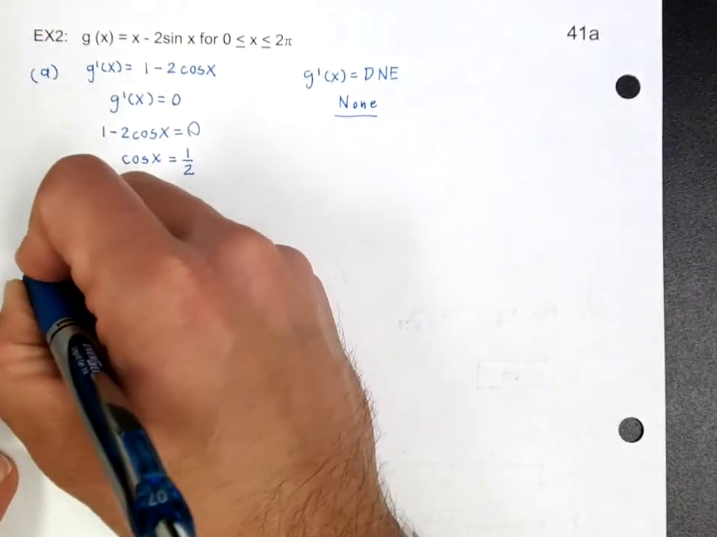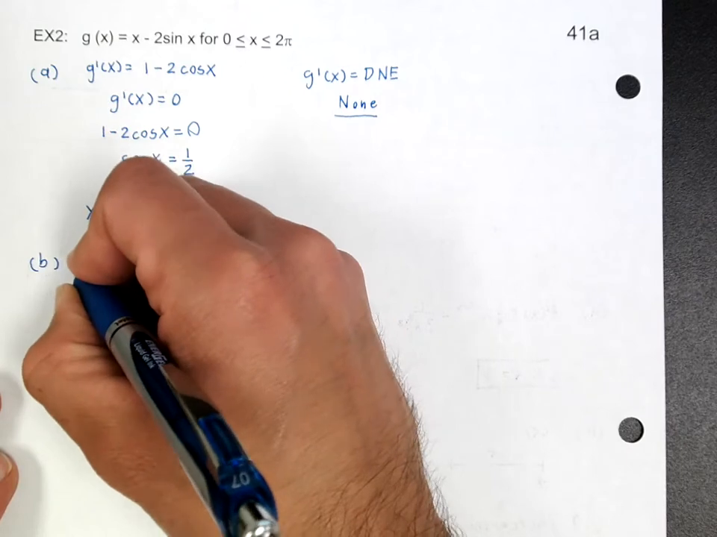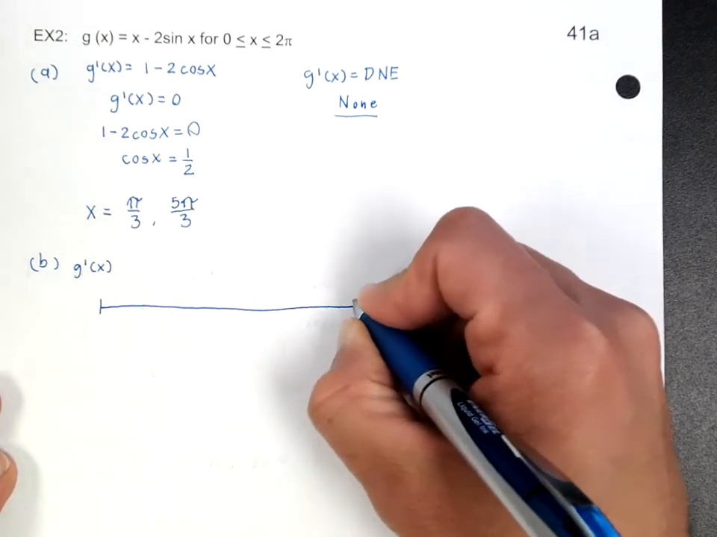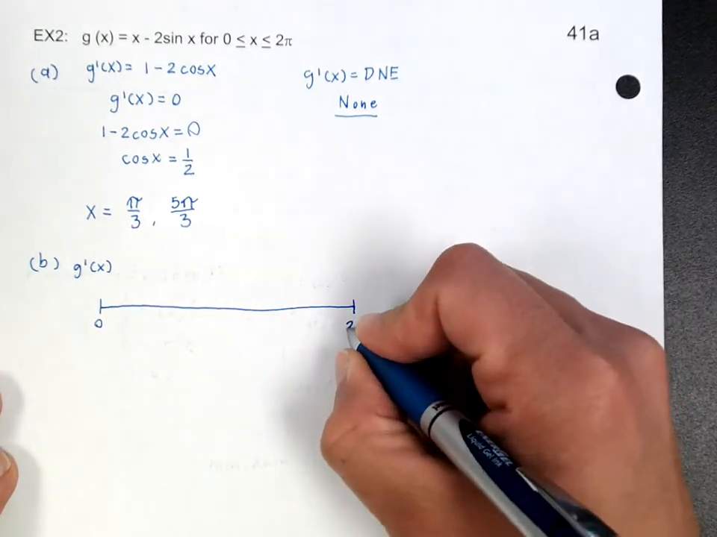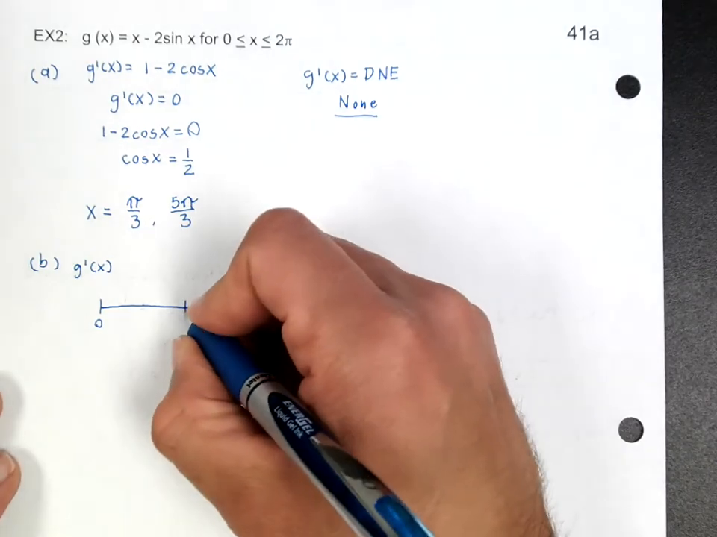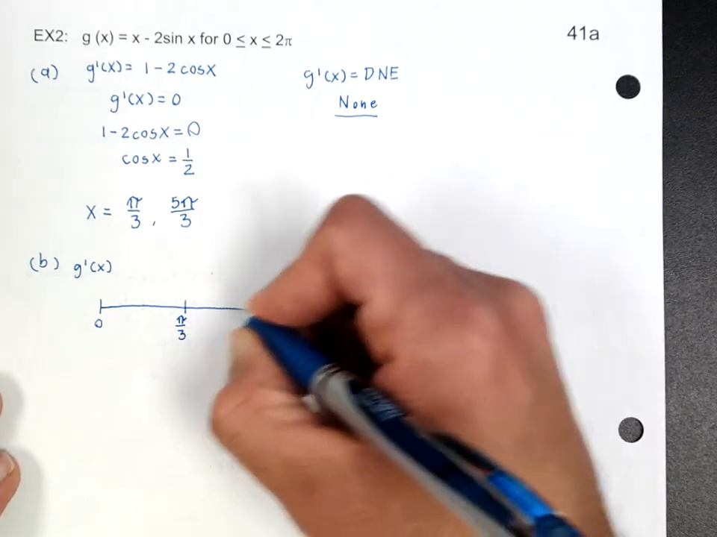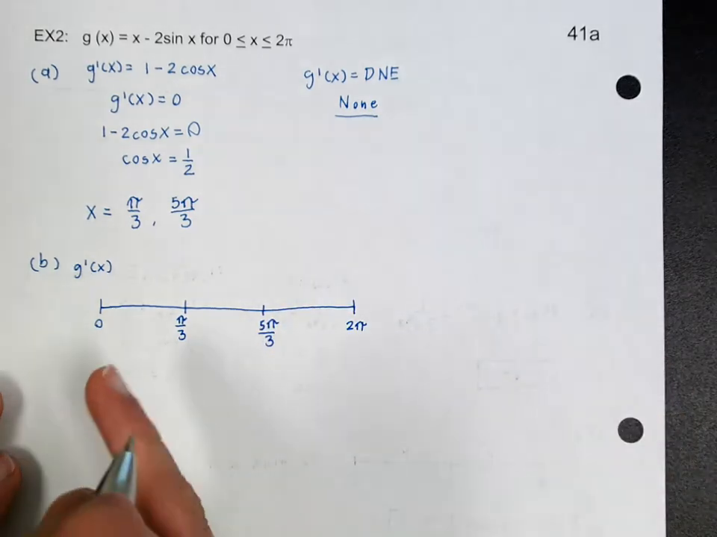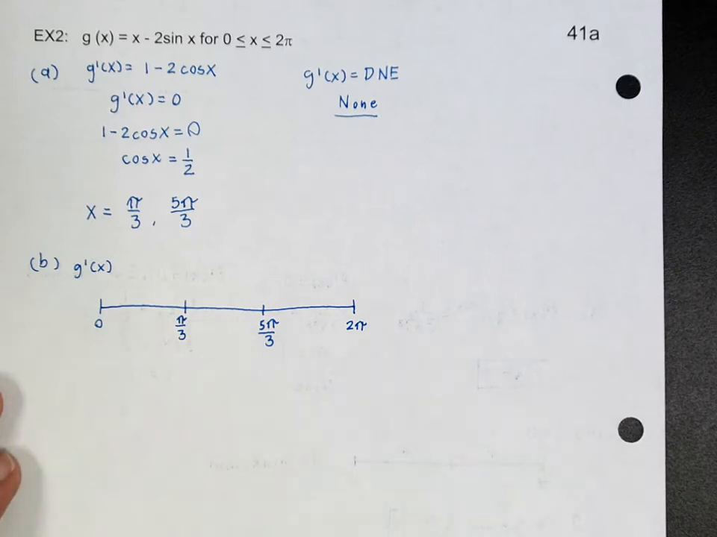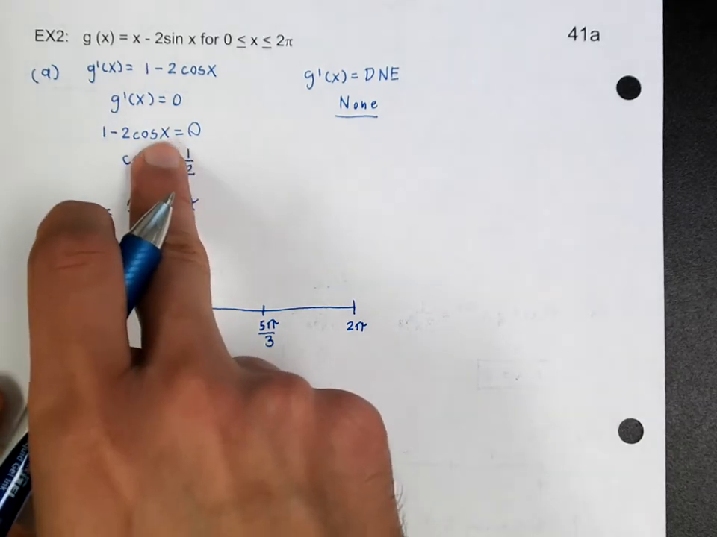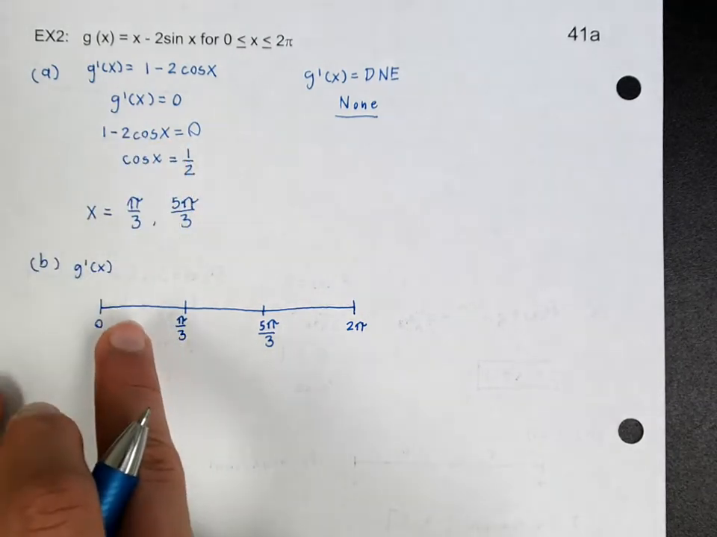The B part, I'm supposed to figure out my maxes and mins, and I'm going to do that by doing some sign analysis between 0 and 2 pi. I'm going to put on here all my critical values, which in this case were pi over 3 and 5 pi over 3. Now again, I want to think of numbers between 0 and pi over 3, and I'm going to plug them back into the derivative function.